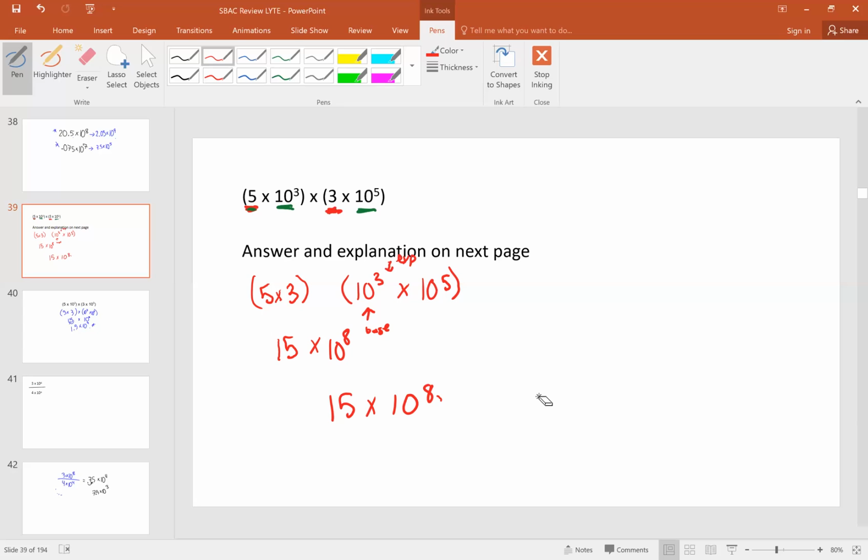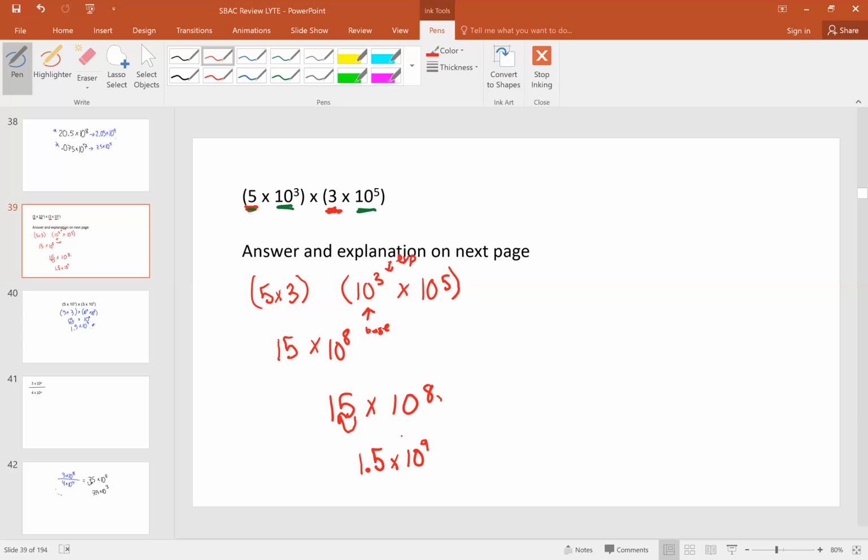All right, so if I want to get a number between 1 and 10, I will have to move the decimal one place to the left, and that's going to give me 1.5 times 10 to the, well, if I move it to the left, what's going to happen to this 8? It's no longer going to stay an 8. It will now become a 9. 1.5 times 10 to the power of 9.